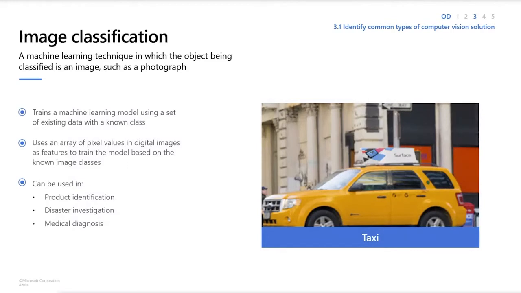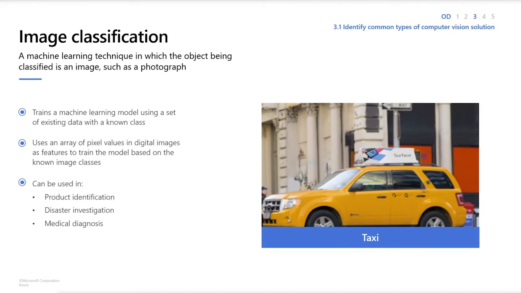The first one that we have is image classification. This is a machine learning technique where the object is being classified as an image or a photograph. Image classification solutions involve training a machine learning model using a set of existing data that we already have, where we already know the class. So we have a set of categorized images. These digital images, like we talked about, have a number of different pixels, and those pixels have values. Each of those are used to train the model based on some sort of image class.